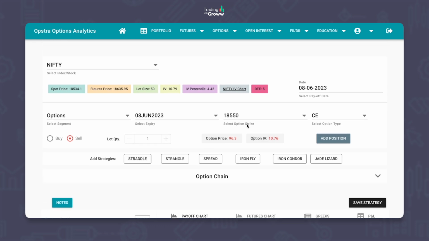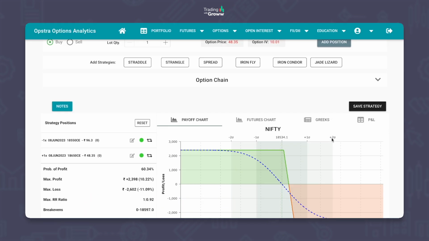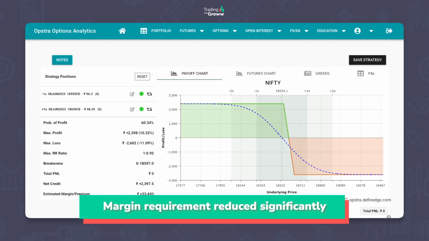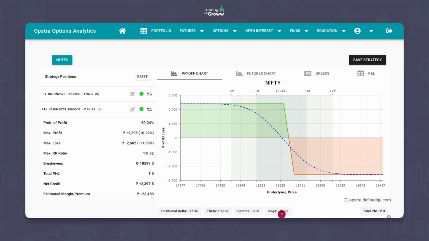In this case, I'm shorting the at-the-money 18,550 call option, and then I'll buy a call option 100 points away OTM, which is trading at approximately 48 rupees. Now if I add this position, as you can see, my downside is protected. The maximum loss is now only 2,600 rupees and the maximum profit is 2,300 or 2,400 rupees. And the best part is the overall margin requirement has gone down almost 4 times. From almost 1 lakh of margin, it is now reduced to almost 23,400 rupees.